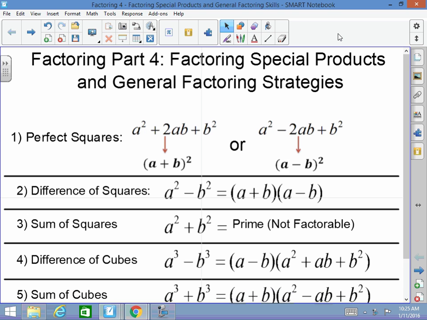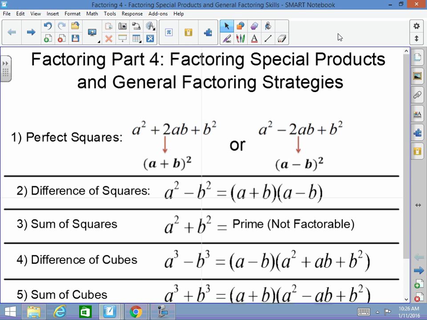Welcome back to Mr. Morrow's Algebra 2 class. All right, guys, today we're going to close up factoring by talking about factoring special products, and then I'm going to review all of the general factoring skills or strategies. The special products are pretty easy, and I'm going to show you the formulas on how to factor special products quickly and easily.